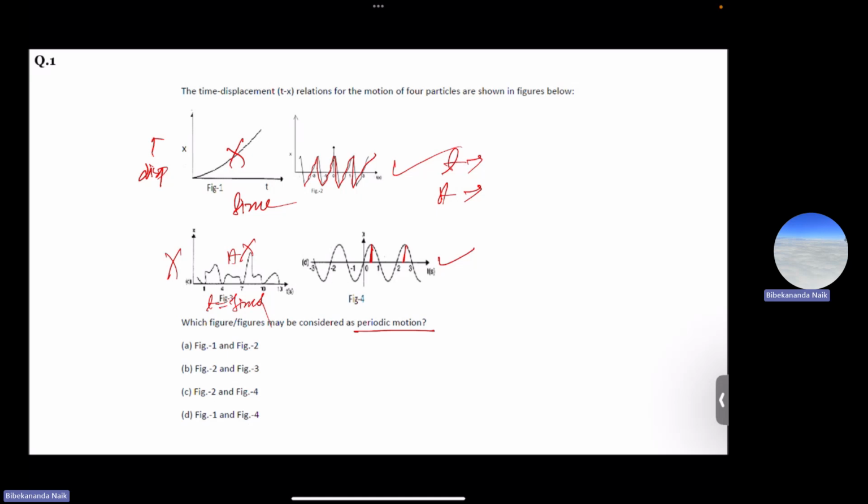So figure 2 and figure 4. So option C is the correct option.